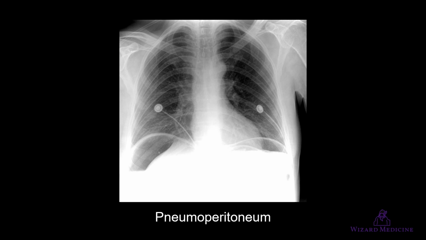Here is an example of pneumoperitoneum in which you can see air under the diaphragm. A good clinical vignette for this would be that of a patient with a history of peptic ulcer presenting to the ER with this X-ray. This could mean that the ulcer has perforated and air is escaping through the stomach into the peritoneal cavity, and because air likes to ascend, you will see it under the diaphragm.